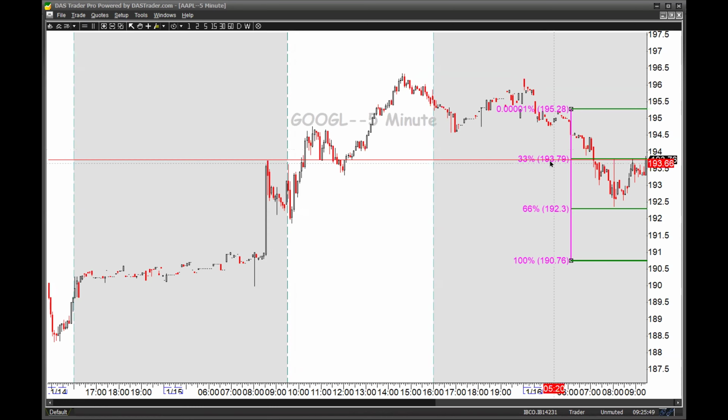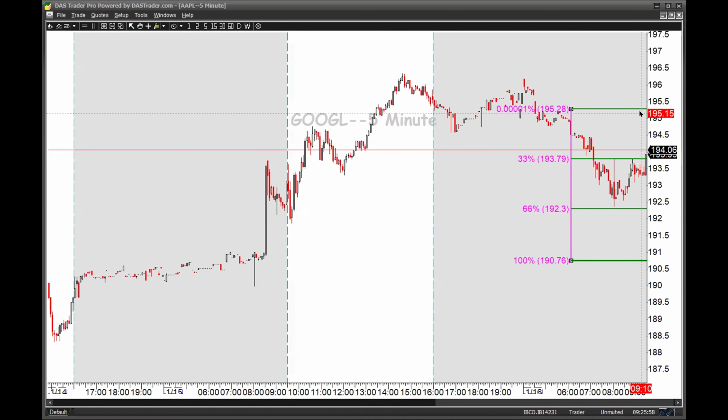In which case, again, I'm not going to scalp it. I'm planning it with a target in mind. So let's say if I'm planning this long over here on Google, the first target's up here, the green line, around the 195 area. And then let's see if it goes on.